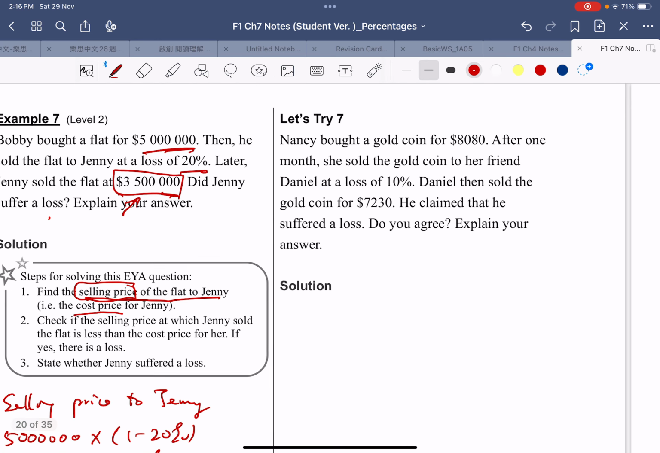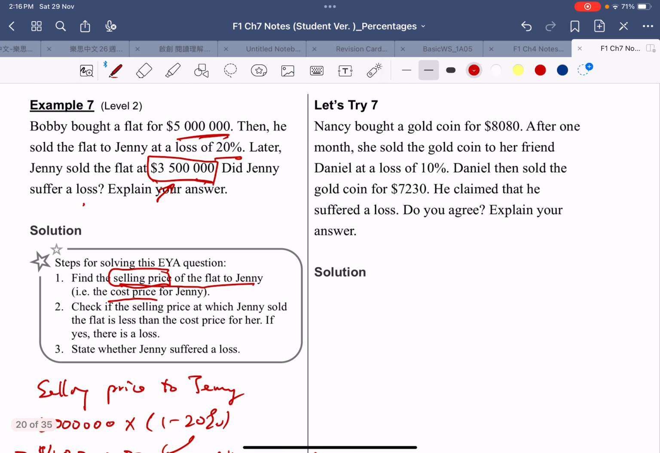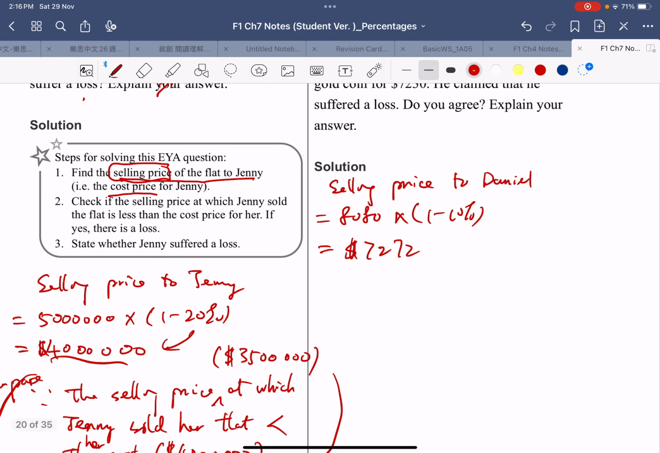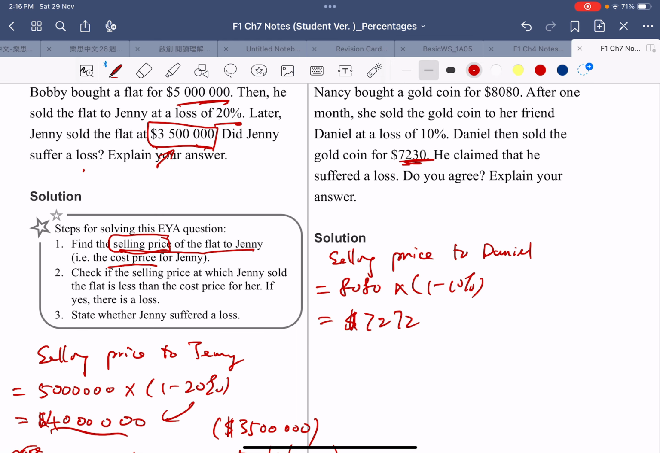Okay, so next, try 7. Again, selling price to Daniel. Selling price to Daniel equals 8080 times the sum loss, and then 7272. And then this number compared to these two numbers, you compare it.